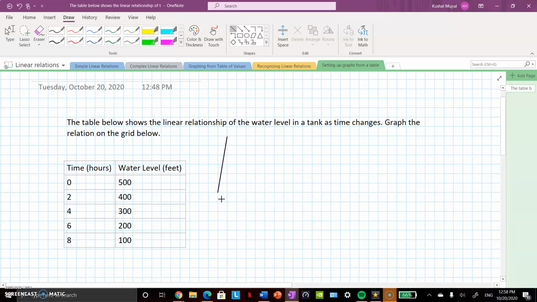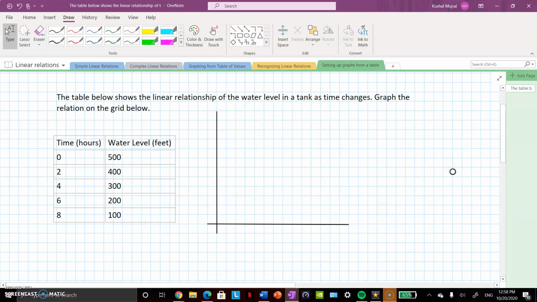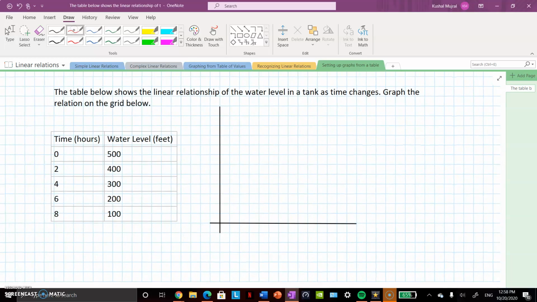There's one line, and there's the other. So this is the graph that you're given, and we are going to have to plot each of these points. First of all, we want to give it a title. We want to give a title to this graph, so we're going to say water level versus time.